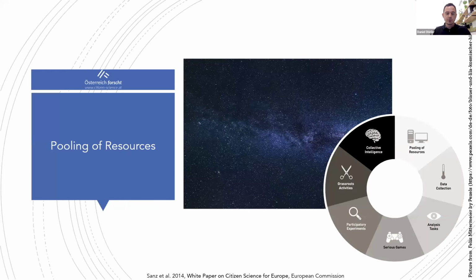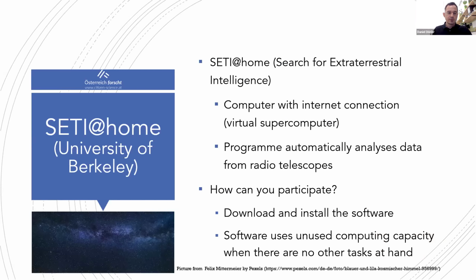For this, we will use the white paper on citizen science for Europe from 2014 that categorizes citizen science according to the involvement of citizens. The first category I would like to talk about is pooling of resources. And in pooling of resources, usually citizens download a software that enables a project to use the unused computing capacity. And for this, a very perfect example is SETI@home from the University of Berkeley.